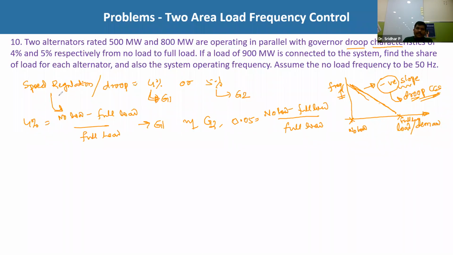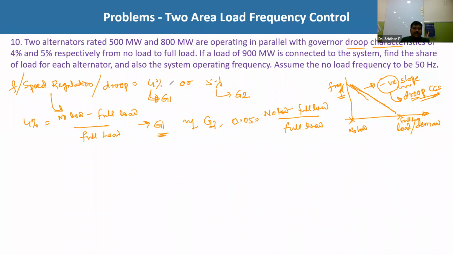Speed is nothing but the frequency. If the frequency changes from no load to full load, the slope of generator 1 is 4%. So 0.04 is equal to no load minus full load by full load. What is this no load? No load frequency and full load frequency. Similarly, for the second generator, this is 5%, that is 0.05, again no load frequency minus full load frequency divided by the full load frequency. So this is nothing but 4% droop and 5% droop.